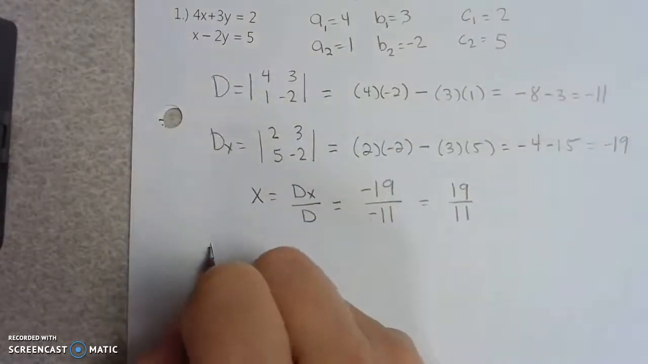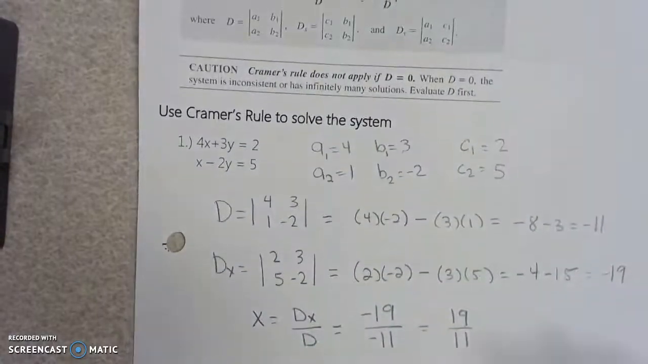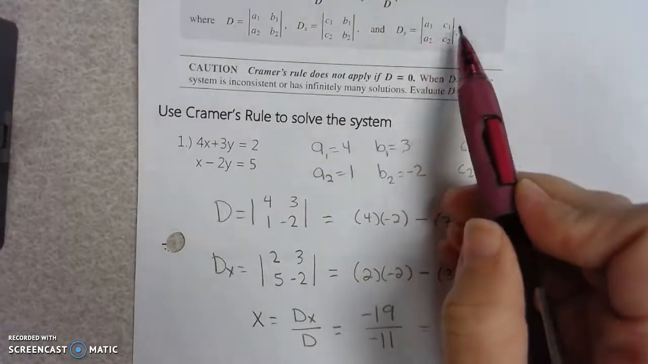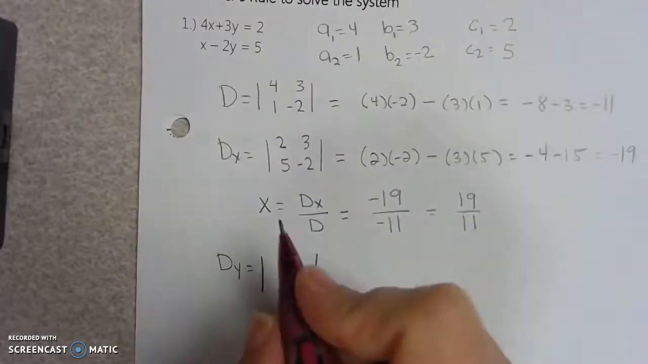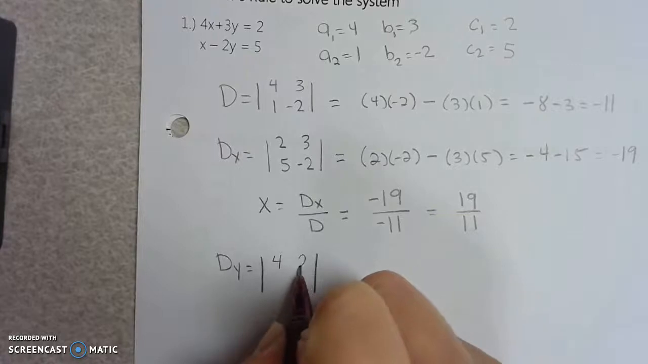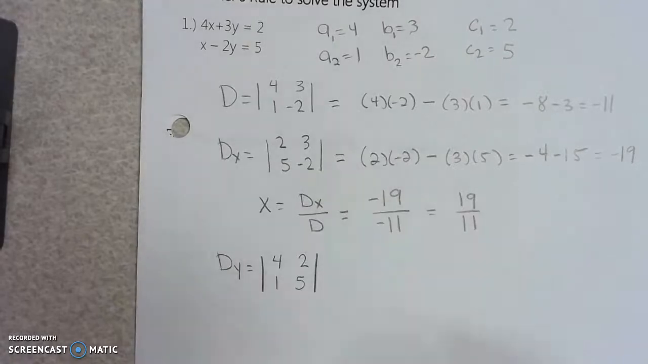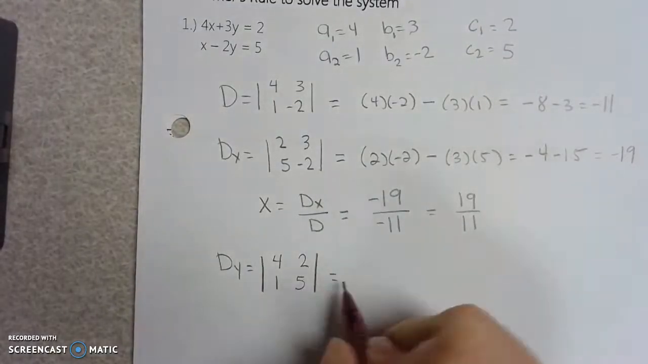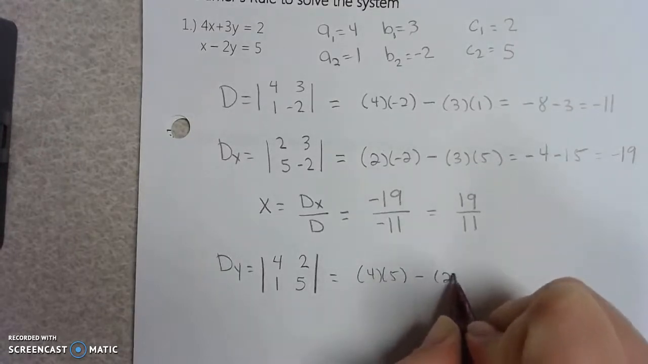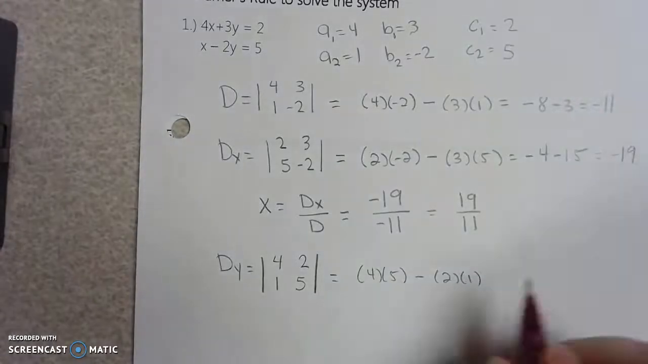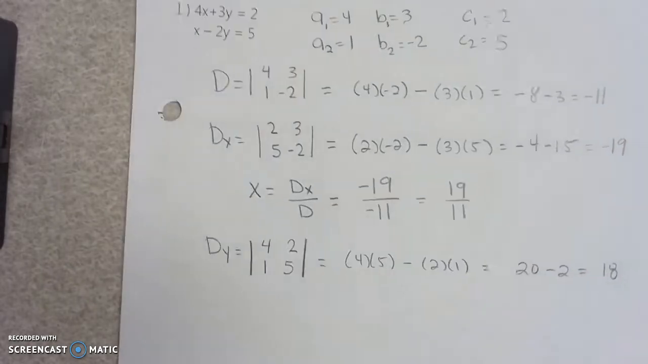Now to find y, d sub y comes from filling in a1, c1, and a2, c2. Finding the determinant, a1 is 4, c1 is 2, a2 is 1, c sub 2 is 5. Alright, then we'll say 4 times 5 minus 2 times 1. That'll be 20 minus 2, which is 18.